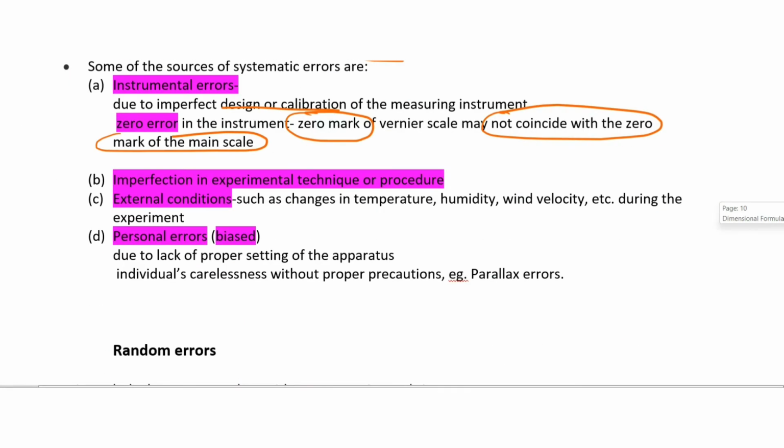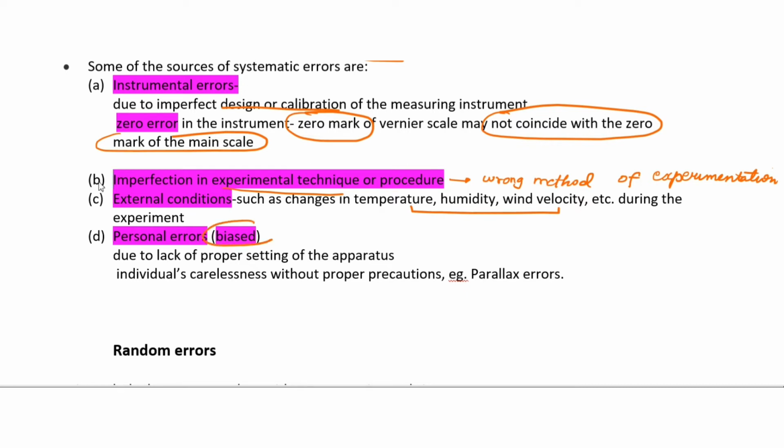The second type of systematic error is imperfection in experimental technique or procedure. That is when we do not know how to actually do the measurement, how to do the experiment in order to measure that object. The third one is external conditions like temperature, humidity and so on, which occur during the experiment itself, and it's quite predictable, because the external conditions may not cooperate with your experiment.